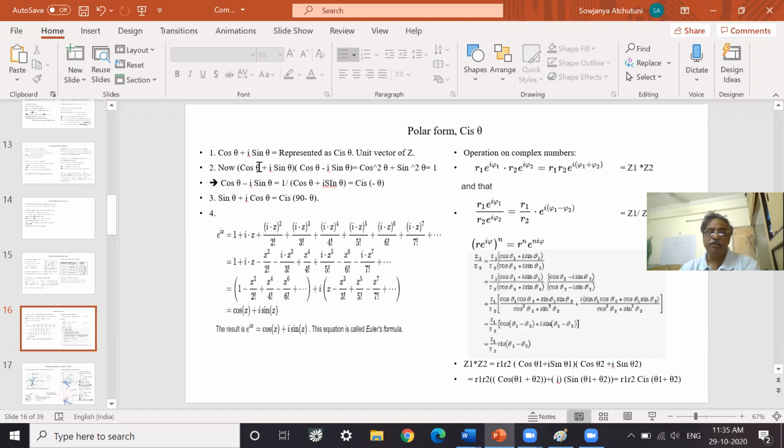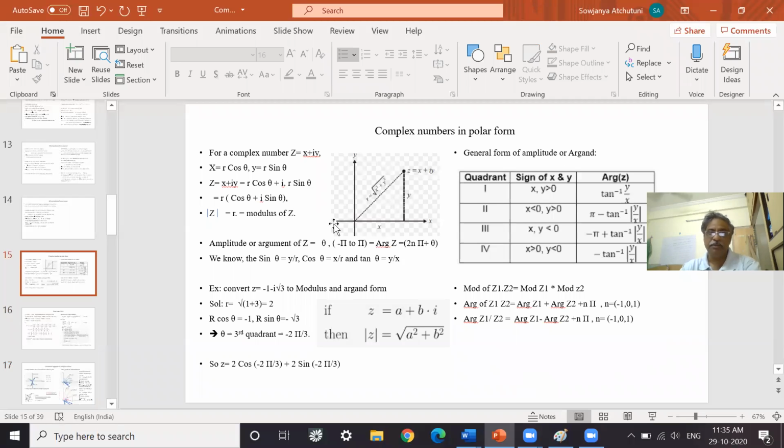That is because in the modulus, cos square theta plus sin square theta becomes 1. When doing the modulus, cos square theta plus sin square theta is 1.